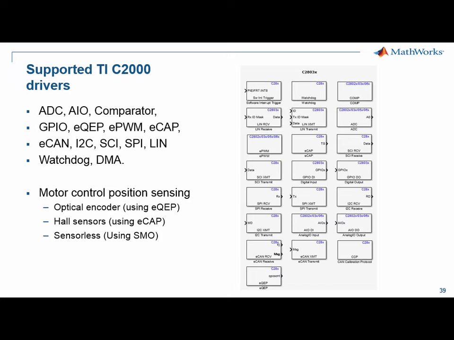For example, we have examples on how to use the QEP module to react on an optical encoder to do your motor control positioning. We use the ECAP modules with our motor control examples to react on Hall sensors and do motor control positioning. We also have examples on how to use a sliding mode observer to do sensorless motor control.